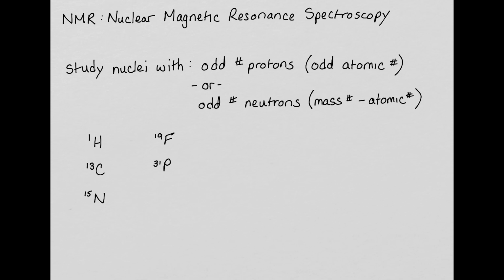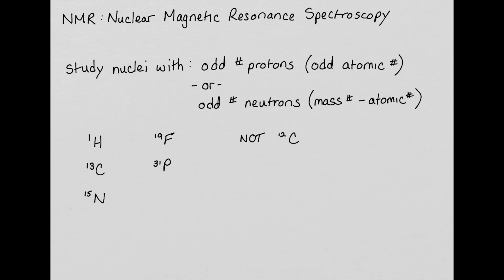Carbon-12 cannot be studied by NMR. It is not NMR active. Carbon-12 has 6 protons and 6 neutrons, so it has an even number of protons and an even number of neutrons, with a mass number of 12. Therefore, it is not NMR active and cannot be studied via NMR.